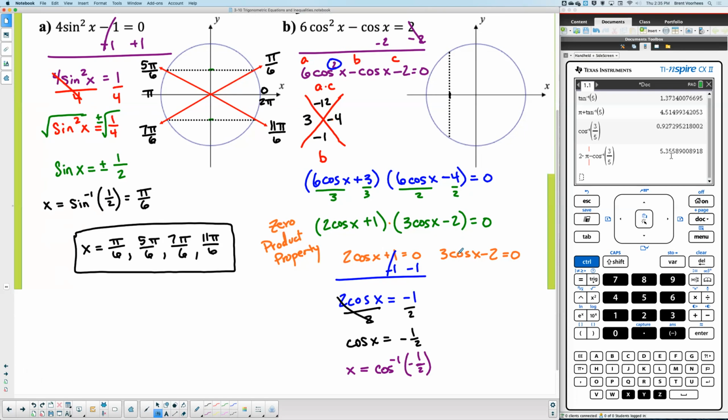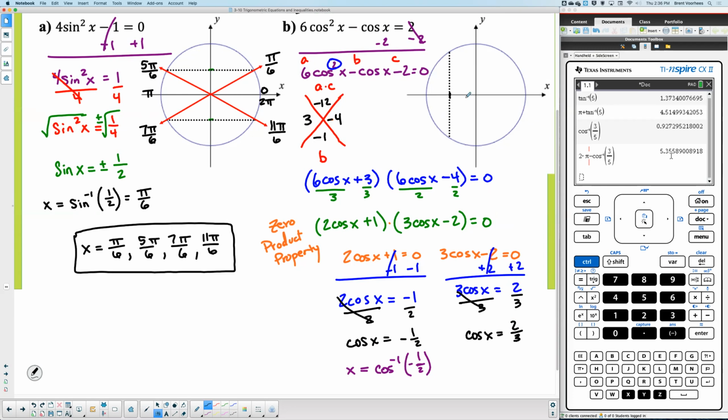Now I'm going to come over to this other one, because we're going to do the hand trick on that anyways. We'll solve it. What would you do first if you were solving this second part of the zero product property? We'd add 2 to both sides. After adding 2, we would divide by 3. And so cosine x equals 2/3.